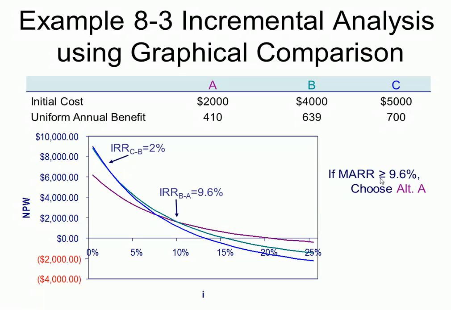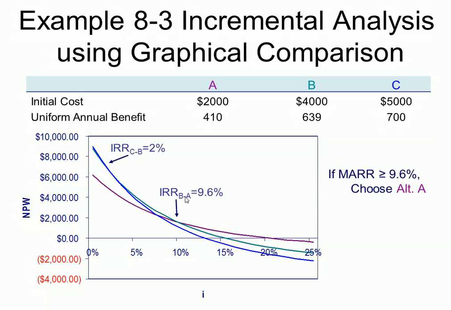As you remember, when we select the alternatives, we base it on minimum attractive rate of return. And that's the part that we discussed when we talked about rate of return calculations and choosing the best alternative based on rate of return, if the minimum attractive rate of return is available. So if it is available, then we compare it to the internal rate of return of incremental analysis, right?